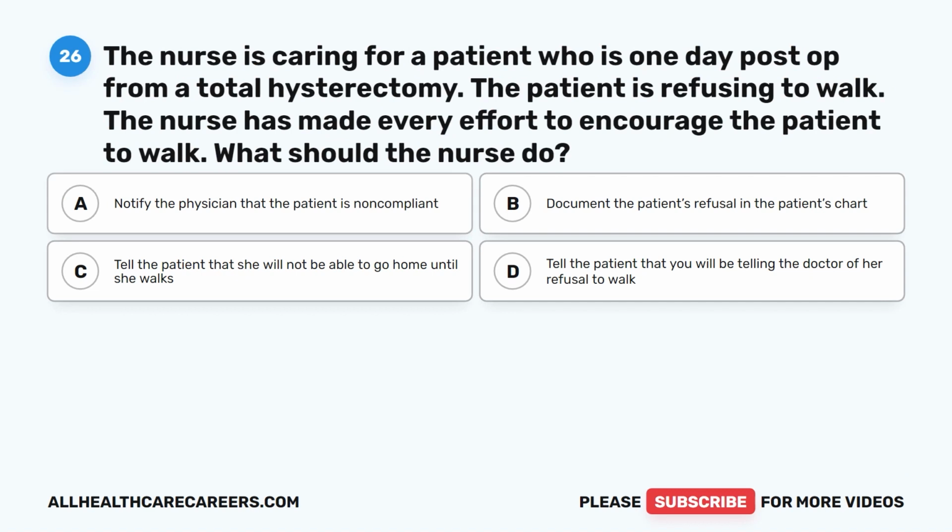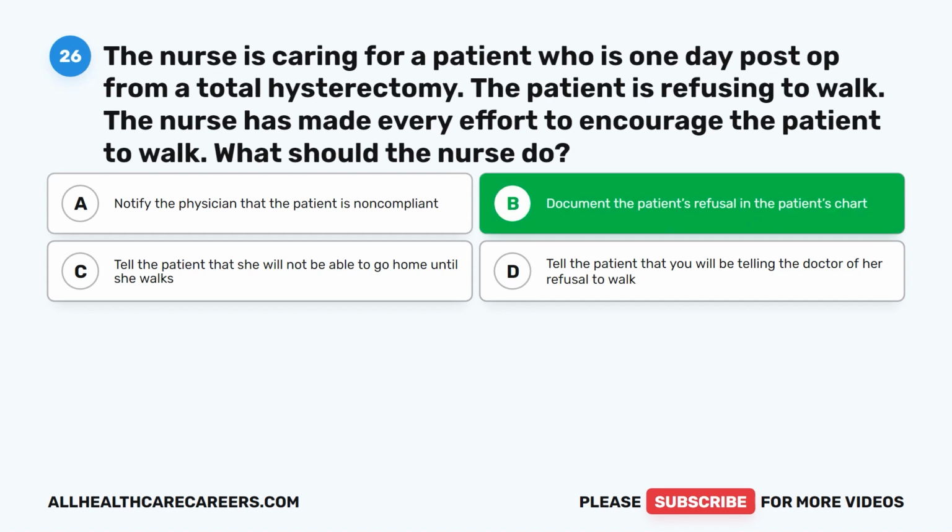Question 26. The nurse is caring for a patient who is 1 day post-op from a total hysterectomy. The patient is refusing to walk. The nurse has made every effort to encourage the patient to walk. What should the nurse do? A. Notify the physician that the patient is non-compliant. B. Document the patient's refusal in the patient's chart. C. Tell the patient that she will not be able to go home until she walks. D. Tell the patient that you will be telling the doctor of her refusal to walk.